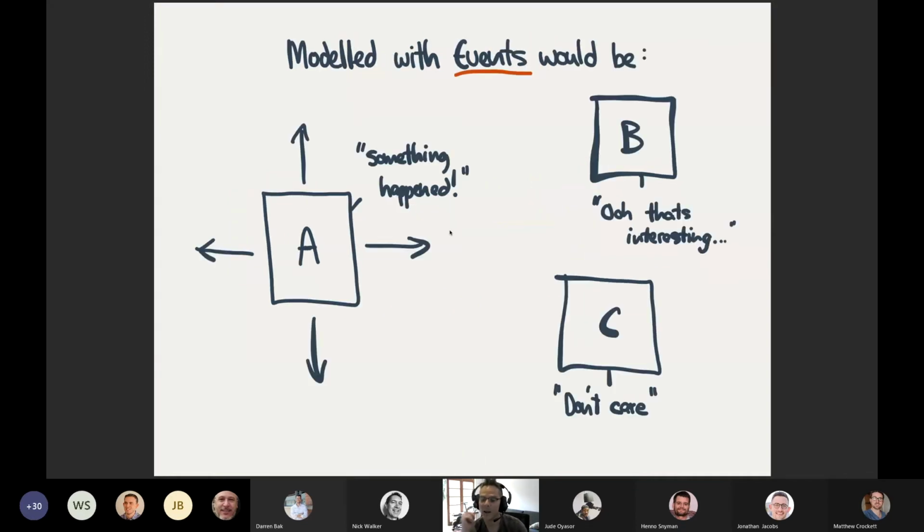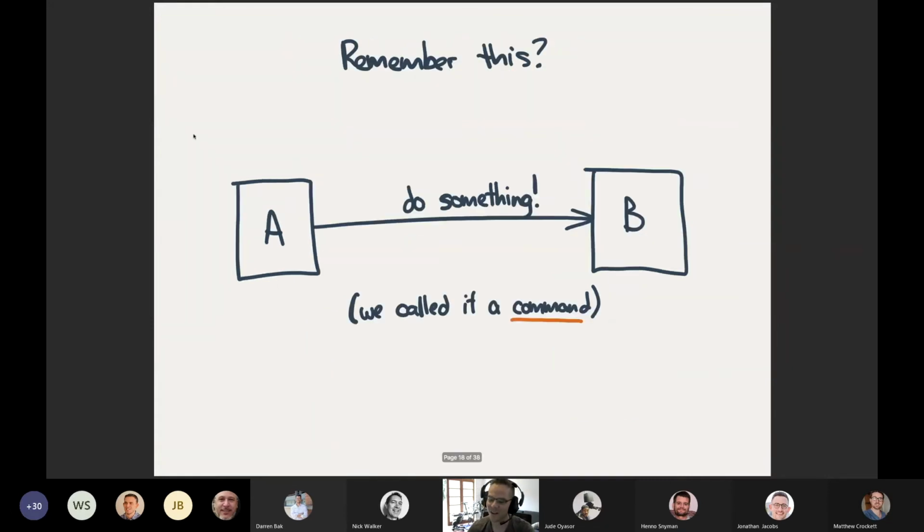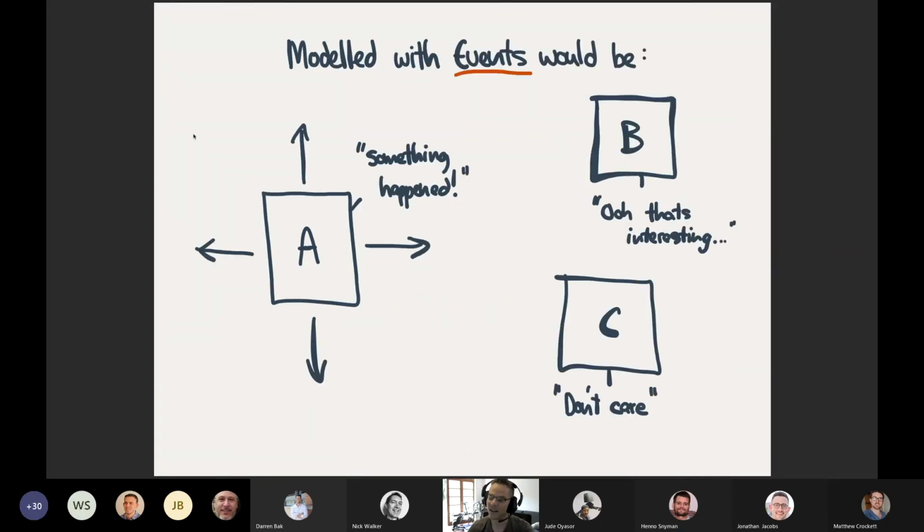With events, the way you may model that diagram, and this is my notation, is we still have A, and we still have B, and we still have C, which is the same as A, I think. It's like the company service, the person service, and the address service. A just says, hey, something happened. That's all. And then B goes, oh, that's interesting. Of course, other services can go, I don't actually care about that thing that happened. So that's how you would model that diagram with events: nobody talks to anyone.